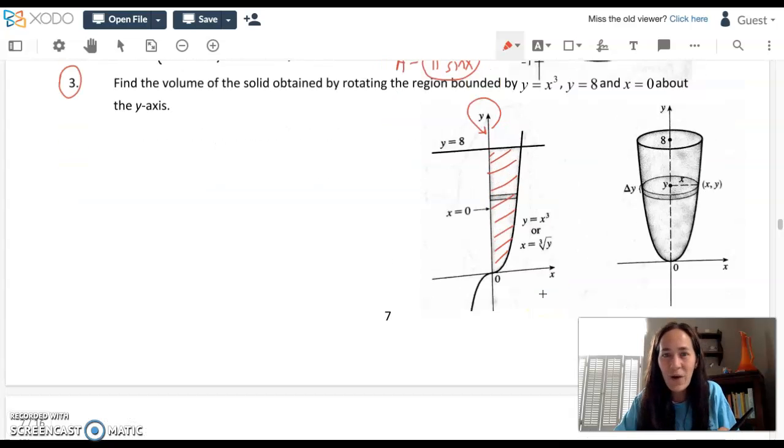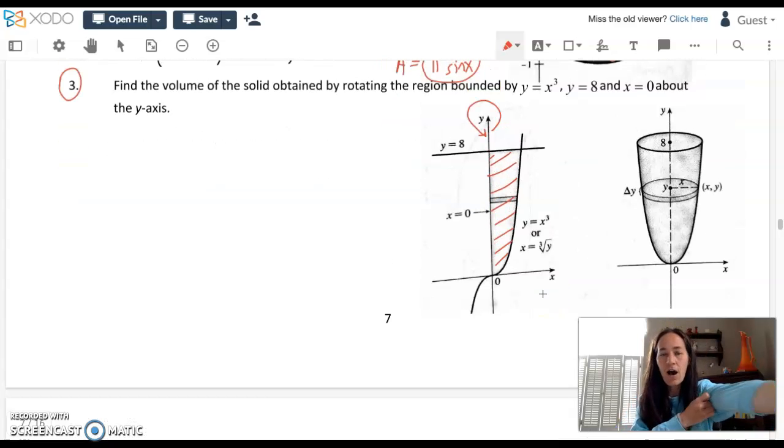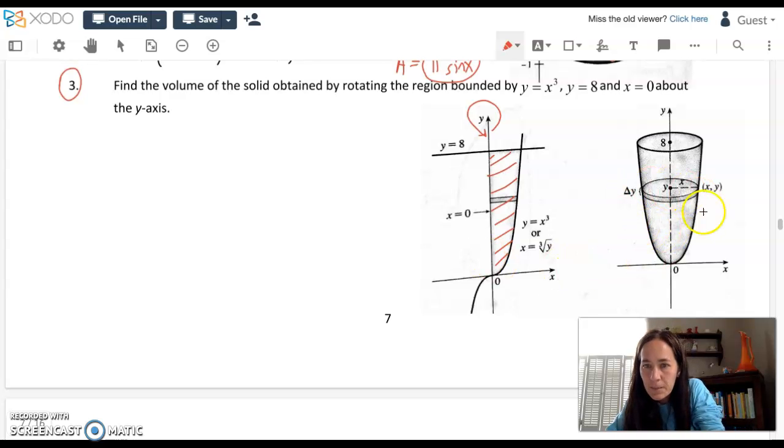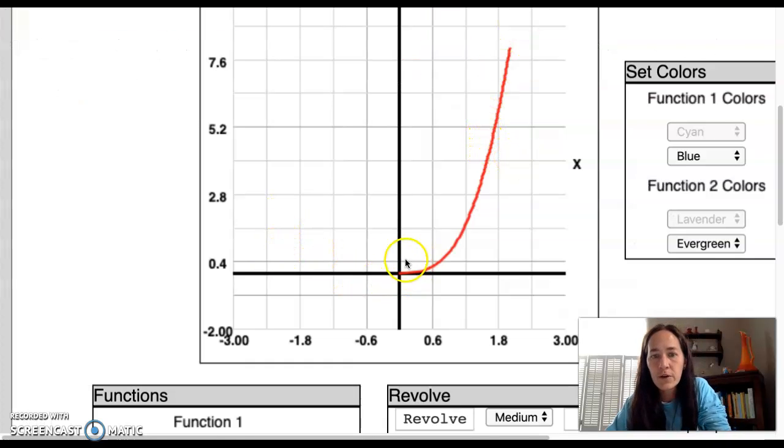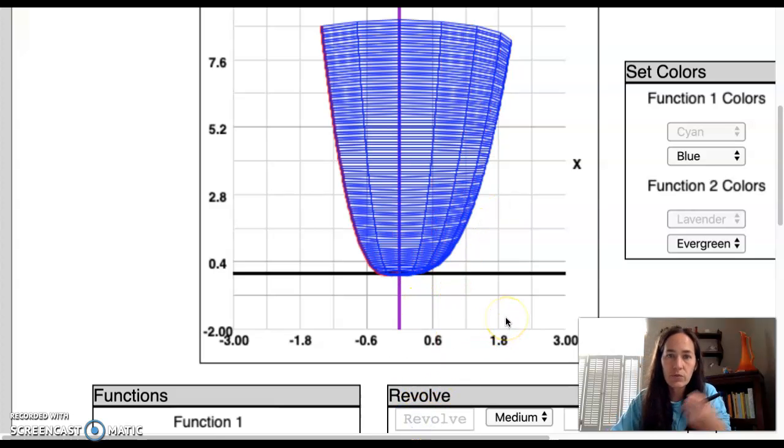All right, let's try this. So now we're thinking y's, right, instead of x's. In this shape, I can see a typical disc here, a circular disc. If you want to see an animation of how this is going to look spinning around a vertical axis of symmetry, I have it set up here. Here's the function y equals x to the third power. And we're about to revolve it about the y-axis. So here it comes. It's going to revolve around.